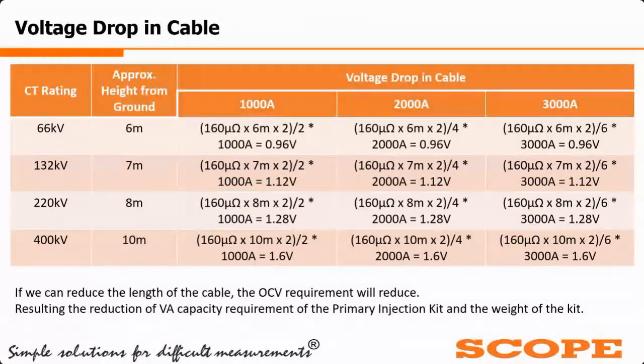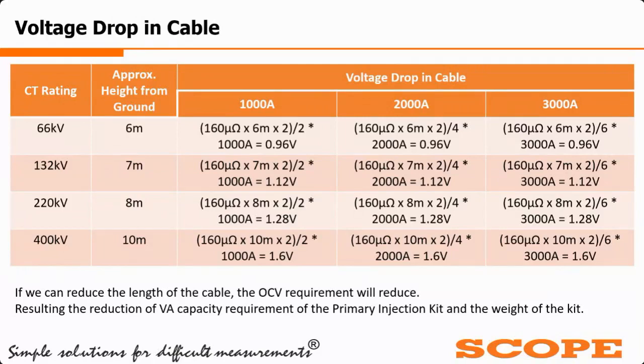For 132 kV, it is 1.12 volt, and for 2000 and 3000 ampere, it is 1.12 volt, and for 220 kV, it is 1.28 volt, and for 400 kV, it is 1.6 volt. So if we can reduce the length of cable, the open circuit voltage requirement automatically reduces, resulting in a reduction of the kVA or VA rating capacity requirement of the primary injection kit and the weight of that kit. So if you see, for a 400 kV substation CT also, we require only 1.6 volt.